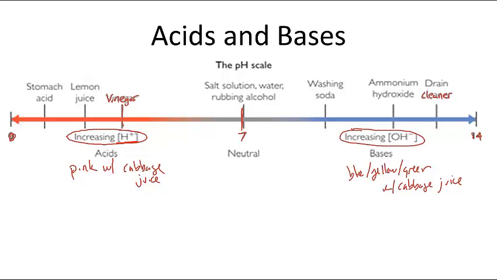So this is just to kick off what you need to take away from today. pH less than 7, acidic. pH greater than 7, basic. pH 7 is neutral.